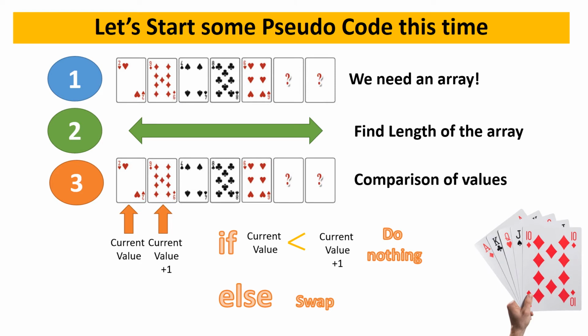Well, first of all, we need an array. We're then going to have to know the length of the array. We need to know how many items are in that array. You're going to need 2 pointers, a current value and a current value plus 1, with some form of if selection statement. If the current value is less than the value at current value plus 1, we'll do nothing, otherwise we're going to swap.